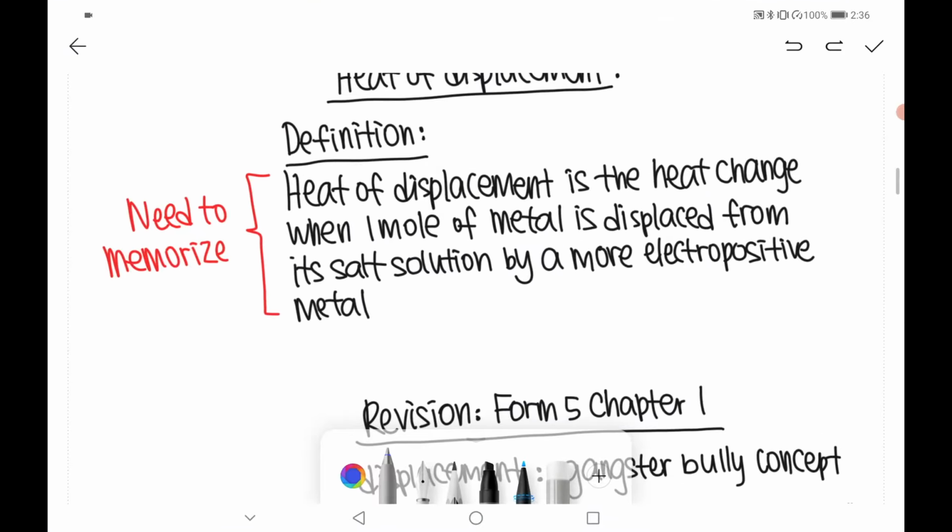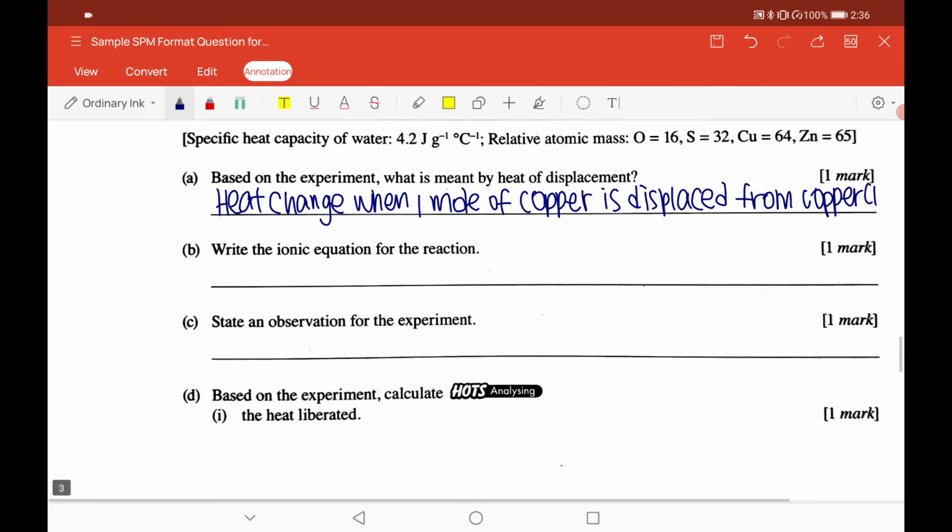We kick out the copper from the salt solution. Okay, do we know what the salt solution is? Yes, the salt solution is copper sulfate. So, from the copper sulfate solution, when we kick out 1 mole of the copper from the copper sulfate solution.